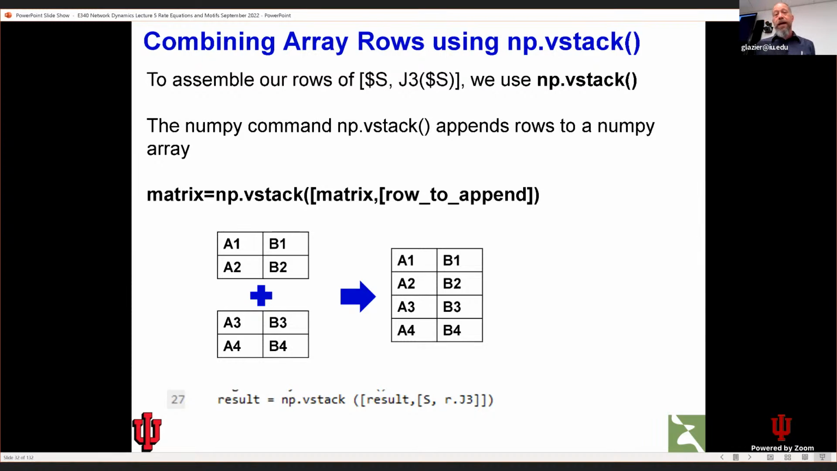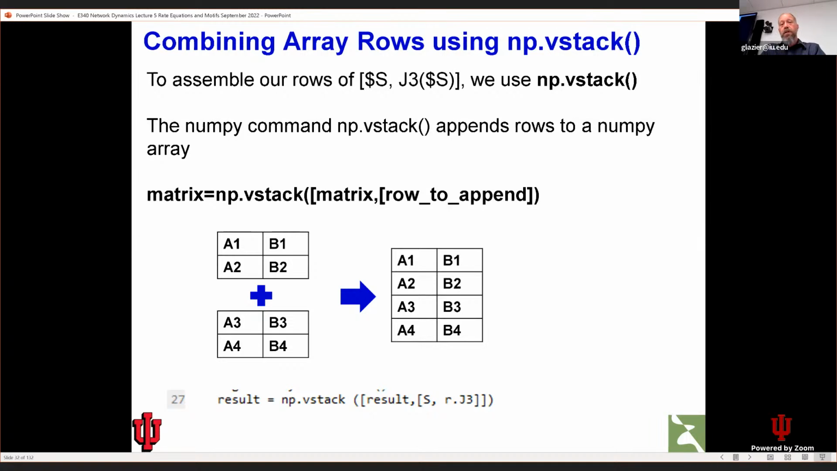And then I can add rows to my existing array using np.vstack. And here again, it's square brackets. You might expect it to be something else. It's a square bracket containing the list. And the first element of the list is the thing that you're attaching to, and the second element is the row to append. And what's confusing is that the row to append goes in square brackets.